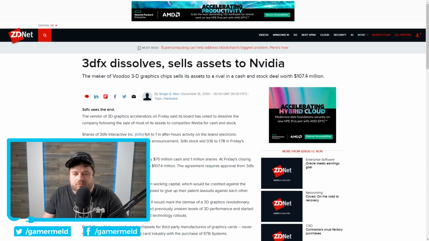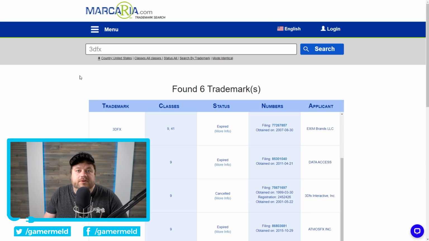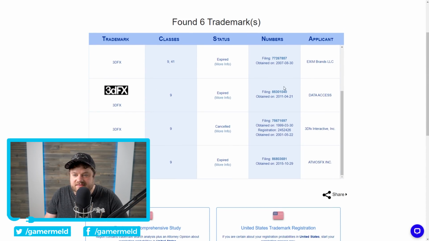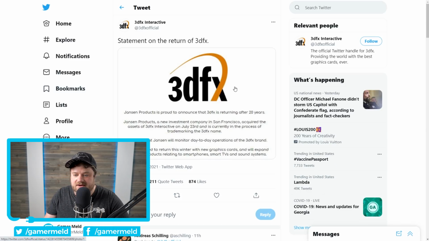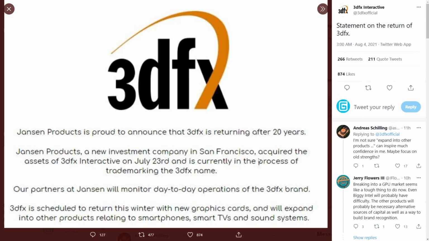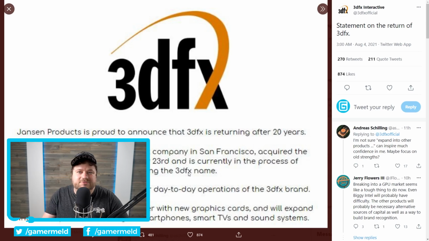As you can see, really quickly, back in 2000, 3DFX dissolved and they sold all of their assets to Nvidia. If we do a trademark search, we can see that 3DFX has either expired or canceled. Now, you could argue that maybe that lends some credence to the idea that Nvidia doesn't own it. No one owns it. And they even did say right over here that they acquired it and are in the process of trademarking the 3DFX name. But the question is, why would you make this announcement before you actually trademark the name?